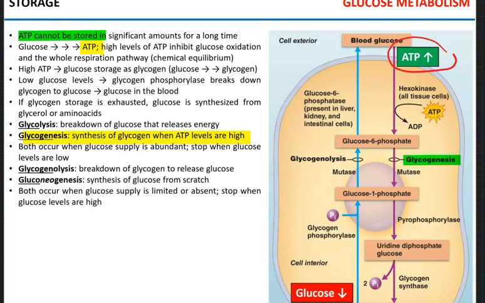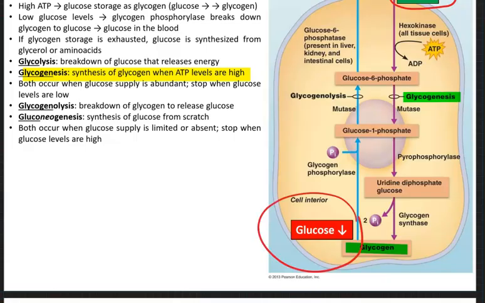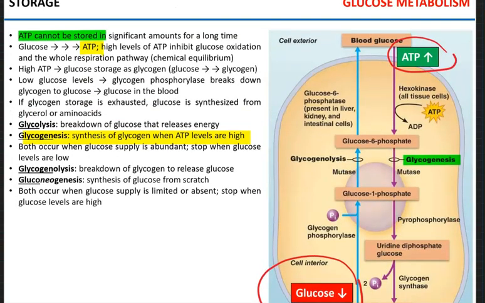Now, if you don't have a lot of ATP, usually it's because you don't have a lot of glucose. So reduced levels of glucose stimulate the opposite process, glycogenolysis, which breaks down glycogen to release glucose.